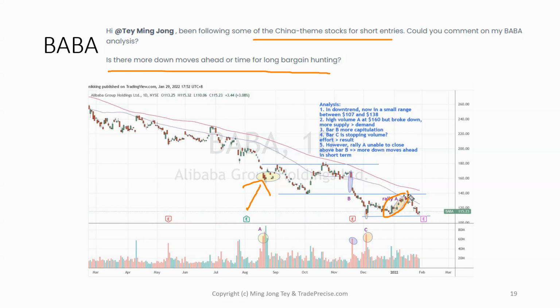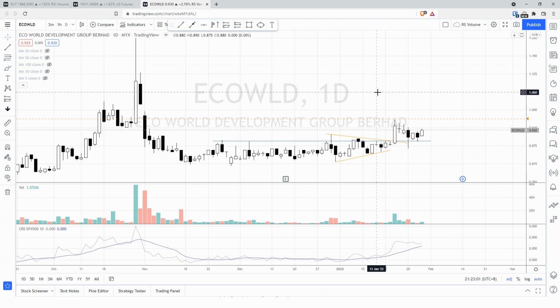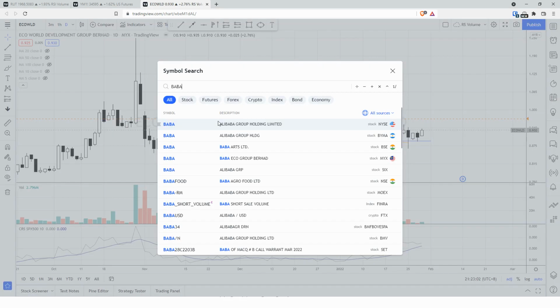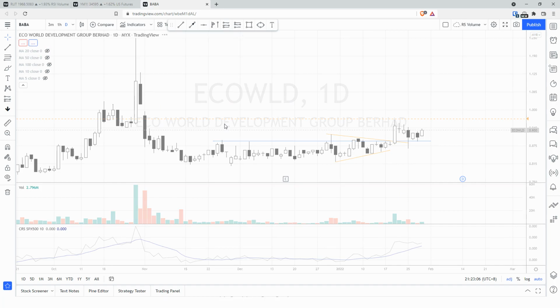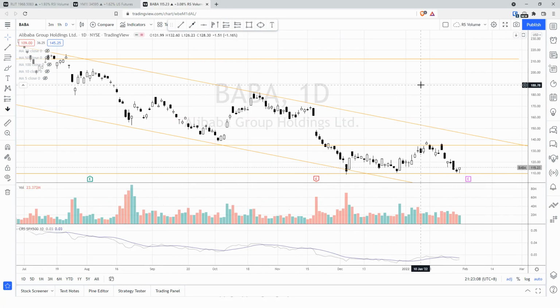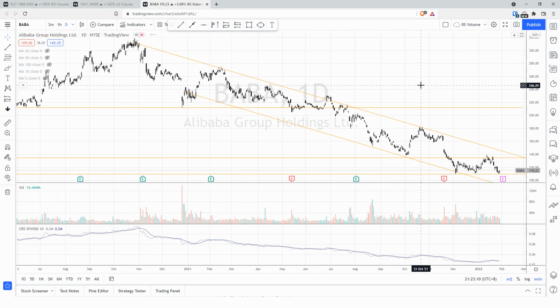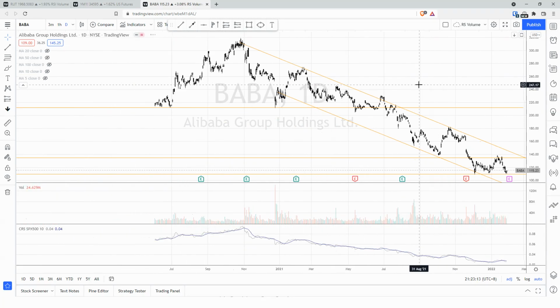Okay, so I think you pretty much already analyzed it. It just struggled to go up. When it was going up, it just tested the axis line and then showed rejection again. And I think it's definitely not a bottoming type of stock I'm looking at. So let's quickly look at Baba. Okay, so this is Baba, and I've got the down channel. I think the down channel is still in play.